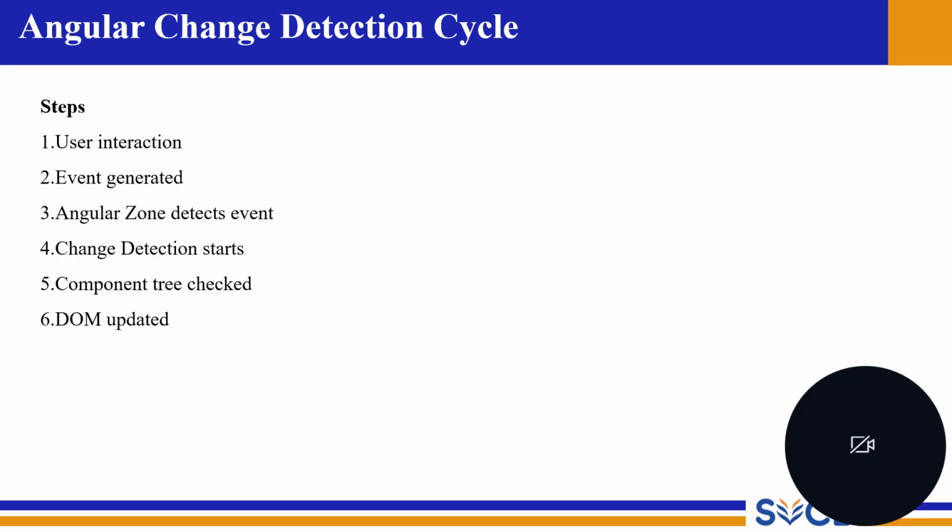The fifth one is the component tree is checked. Angular checks the component tree to identify which components have updated data. So in the default strategy, all components are checked. In the OnPush strategy, only the components whose input has changed are checked. The sixth one is DOM updated. So Angular updates only the affected HTML element in the DOM. The user immediately sees the updated information without refreshing the page. For example, the shopping cart displays the quantity and total price, 1 lakh. So that's all about Angular change detection.